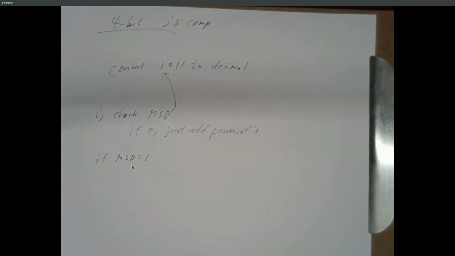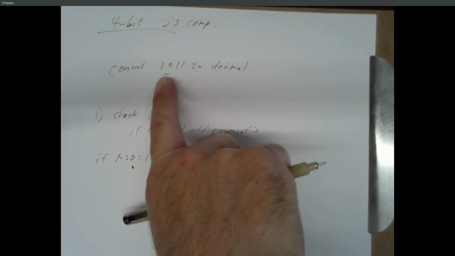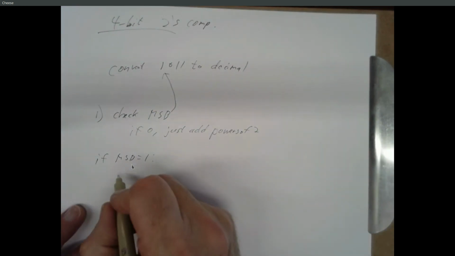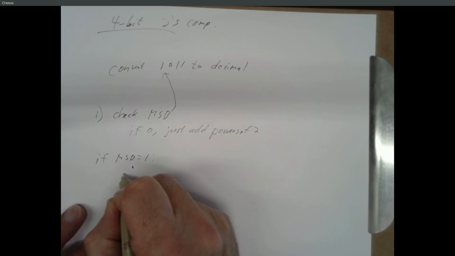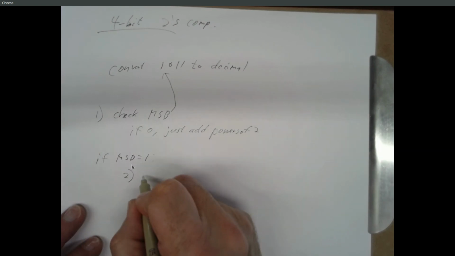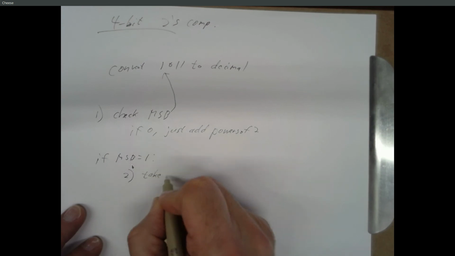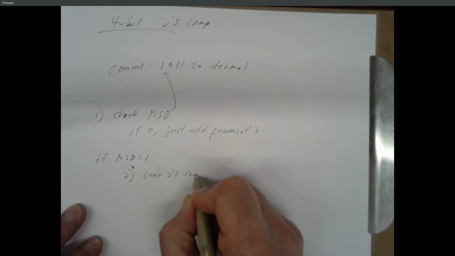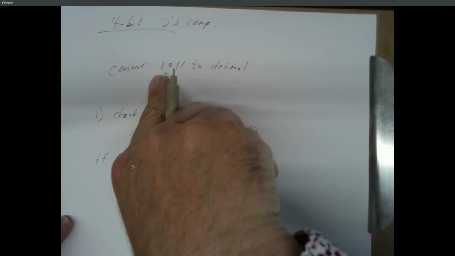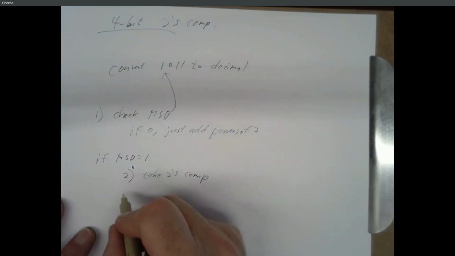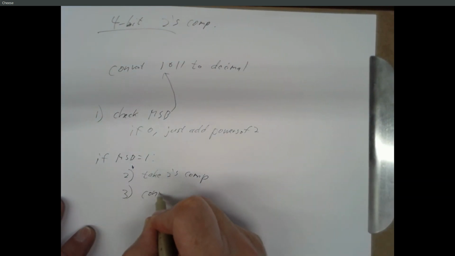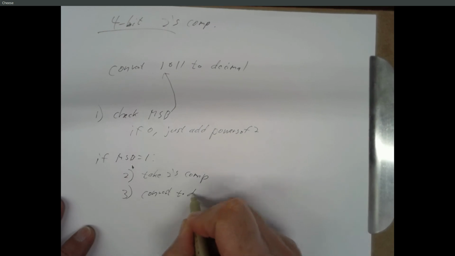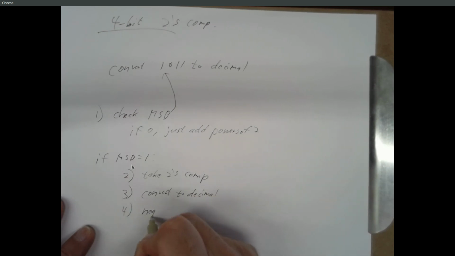If the most significant bit is a 1, as it is here, you need to do the following. Take the 2's complement, which will change that most significant bit to a 0, convert to decimal, and then negate your answer.